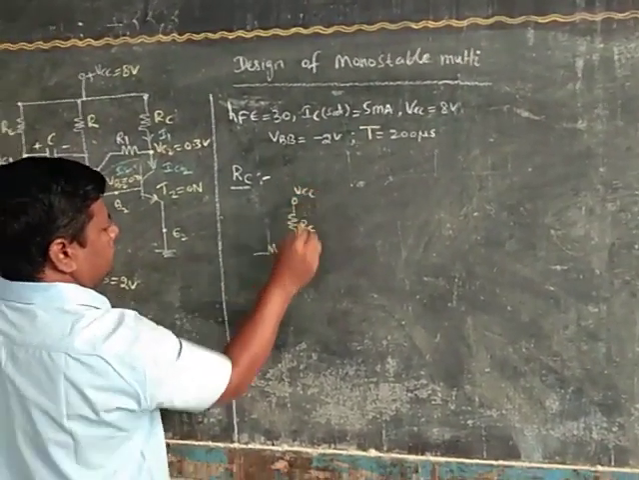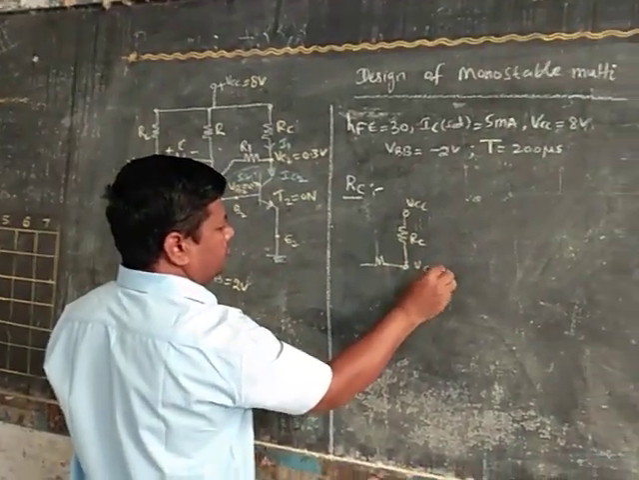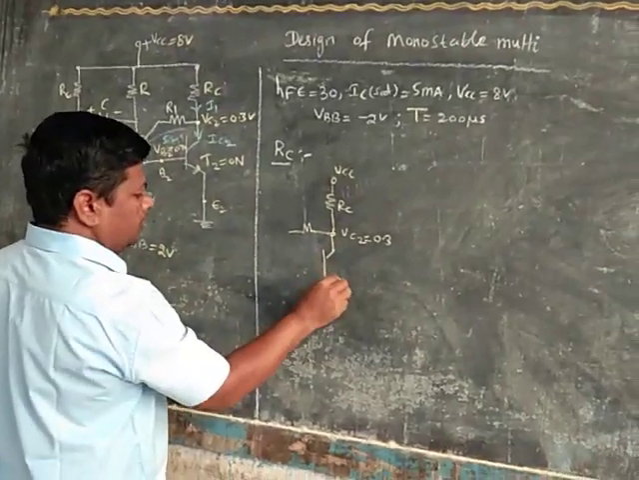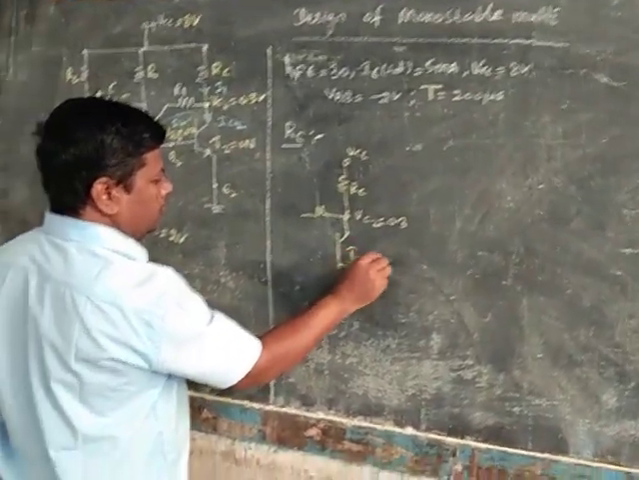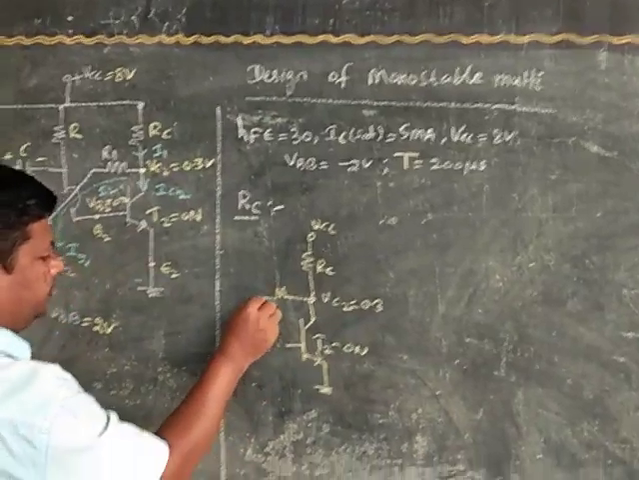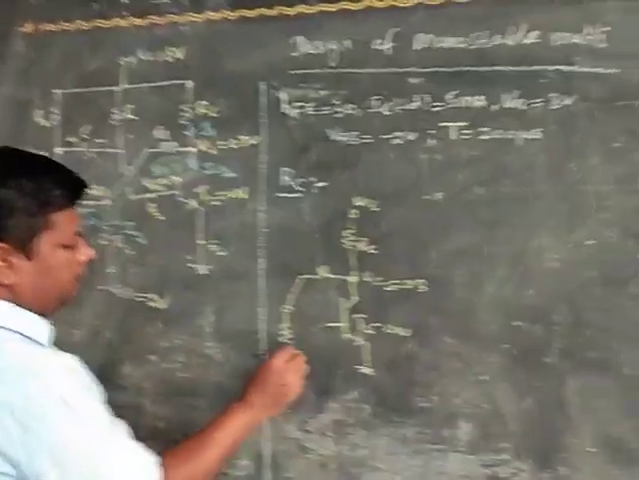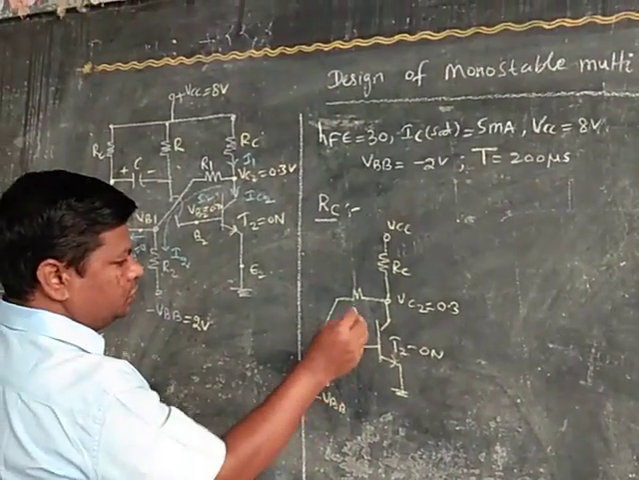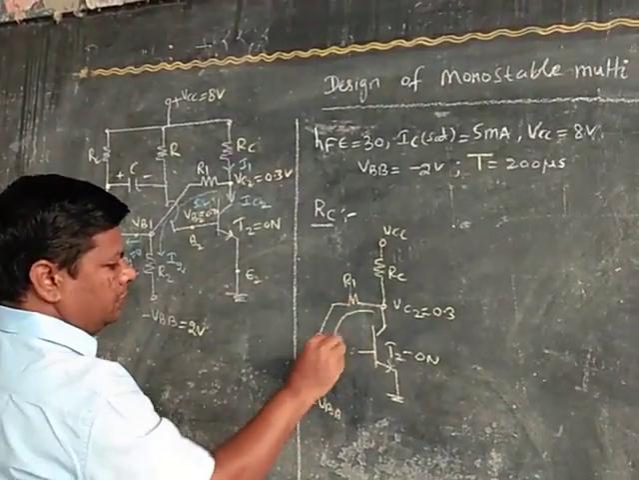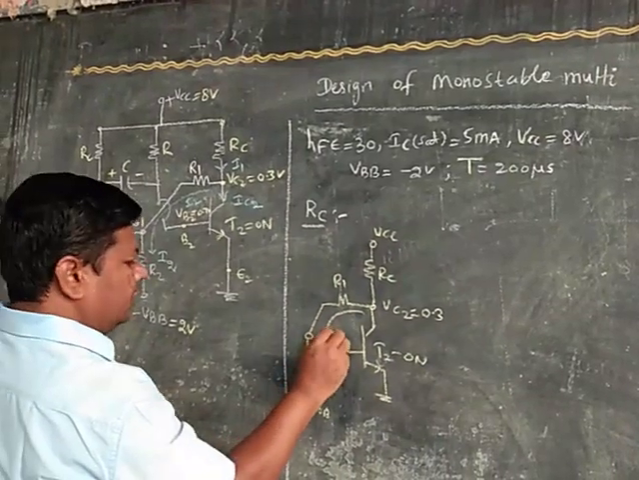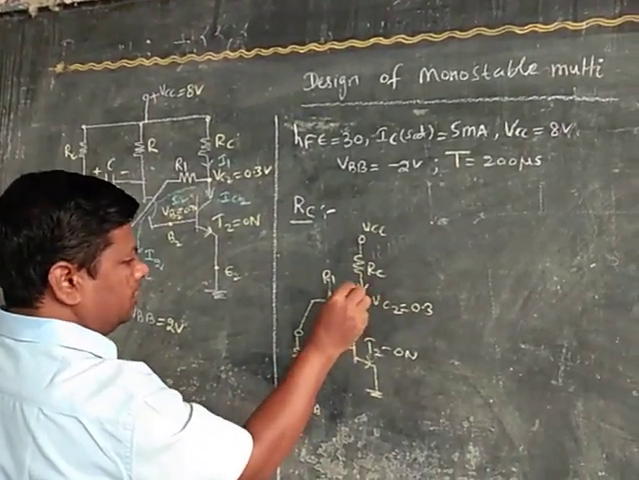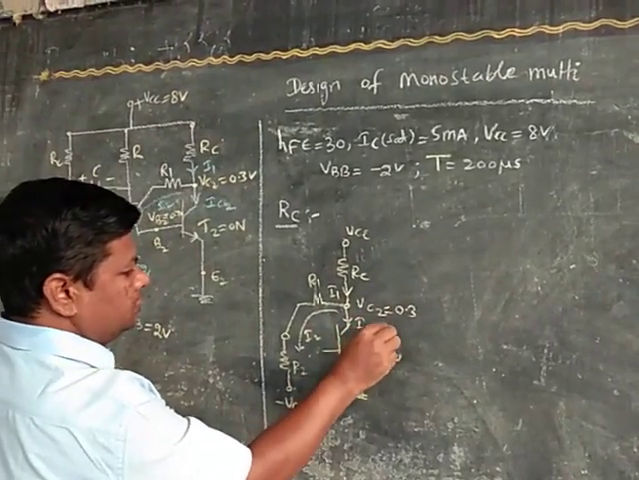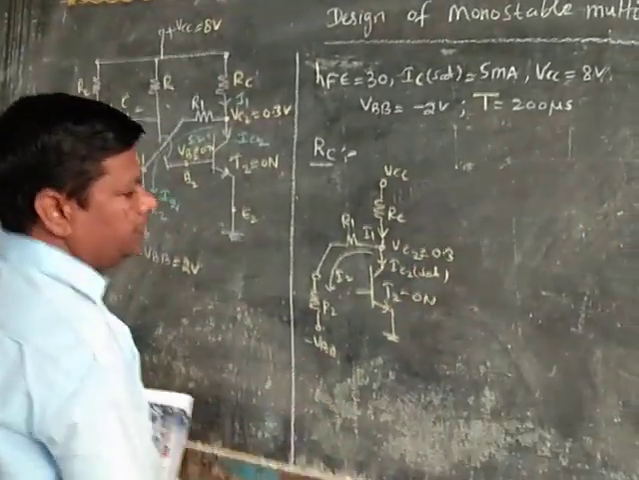This is VCC, this is VC2, 0.3, T2 on, and minus VBB. The current here is I2, the current here is I1, and the current here is IC2 saturation.